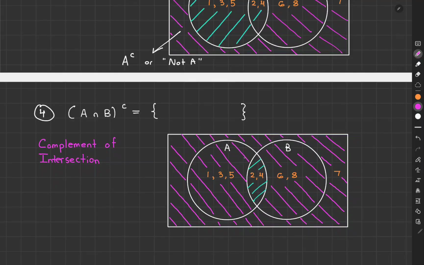The complement is going to be everything outside of that. So everything here in pink. So it's going to be the values 1, 3, 5, 6, 7, and 8. So essentially everything except for 2 and 4. The other way you might say this is not A and B.